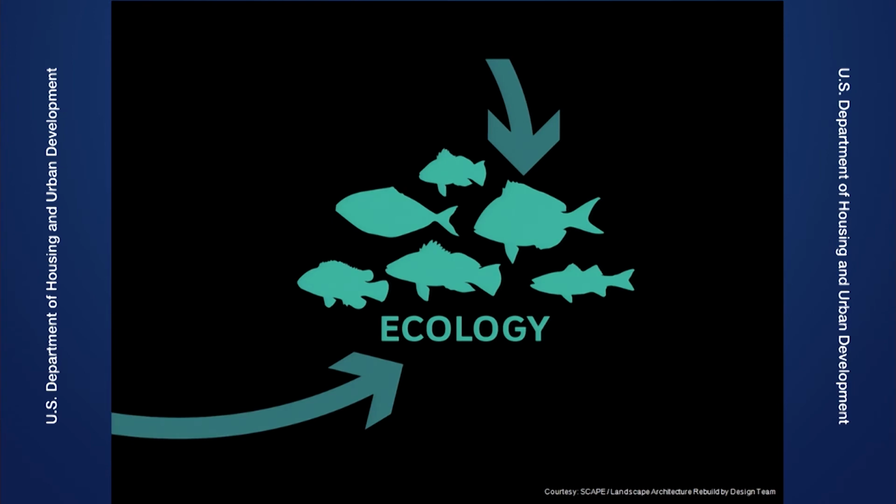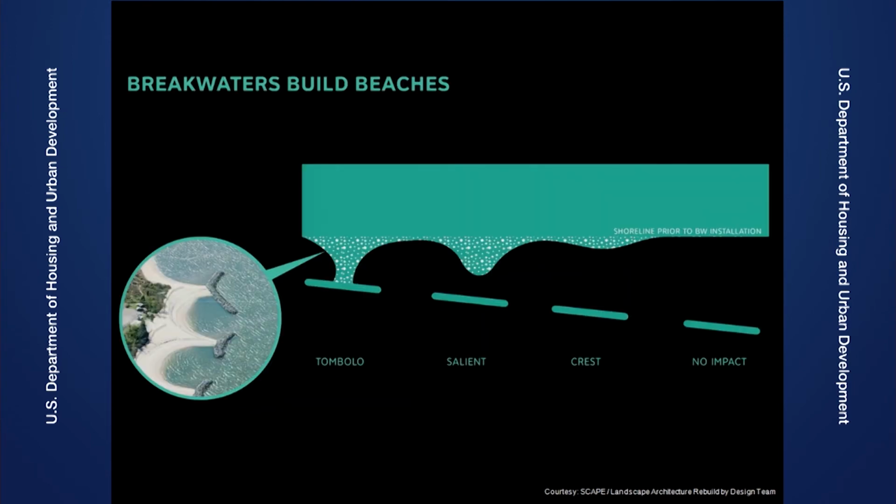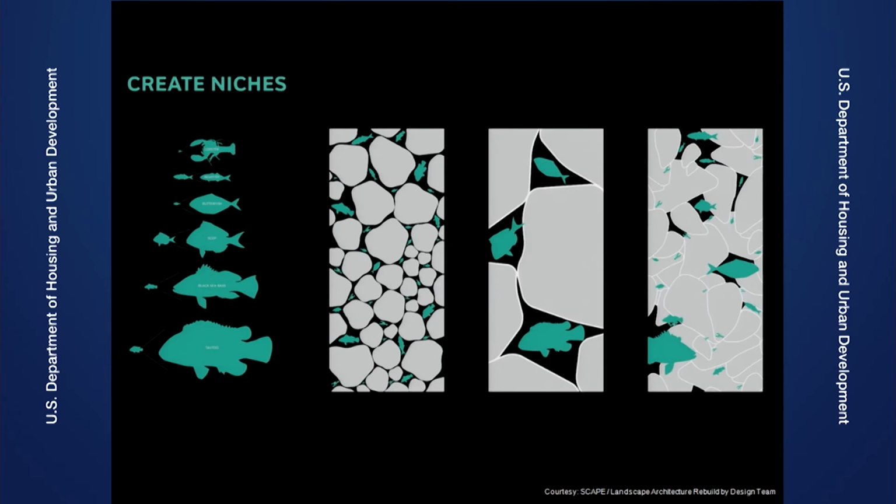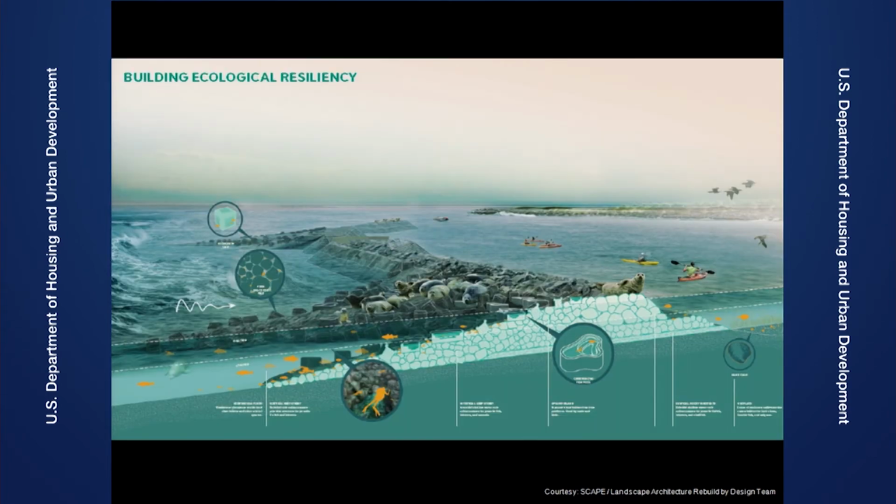When looking at ecology, breakwaters are able to help restore beaches, depending on their placement in relation to the shoreline. They're also able to reduce erosion and shoreline loss. Breakwaters can create niches that serve as critical habitat for juvenile fish to mature. And overall, they can enhance and strengthen marine ecosystems. Designed as living systems, they will build up biogenically in parallel with future sea level rise.